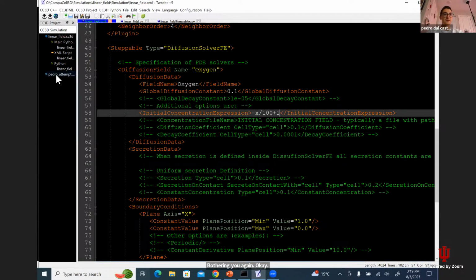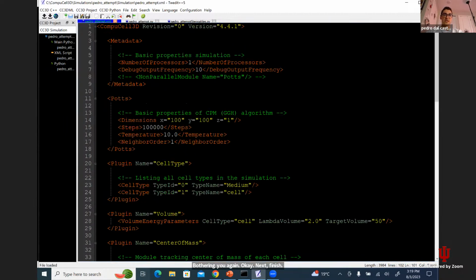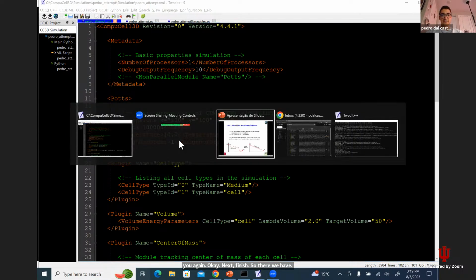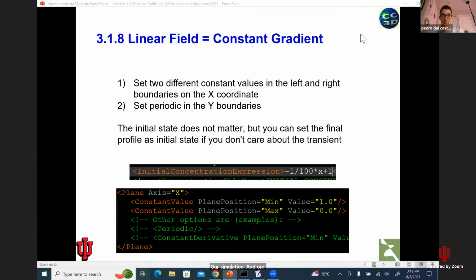Next, finish. So there we have our simulation, and our next step is going to the steppables in the XML. In the field steppables, at the bottom of the file, you'll see your oxygen field or whatever field that you chose, okay? And you will set the initial concentration, the linear field profile, to minus 1/100 times x plus 1.